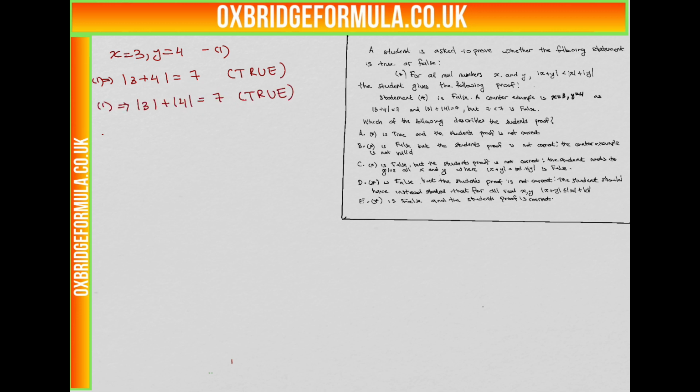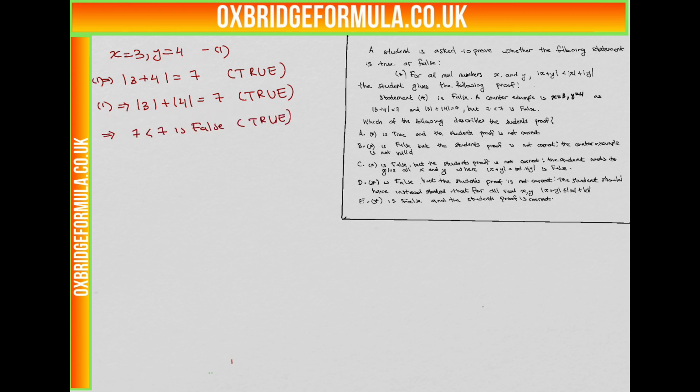The next statement is about the absolute value of 3 plus the absolute value of 4. And that is indeed true: the absolute value of 3 is 3, the absolute value of 4 is 4, so 3 plus 4 is 7. So this statement is also true, and 1 does imply this.